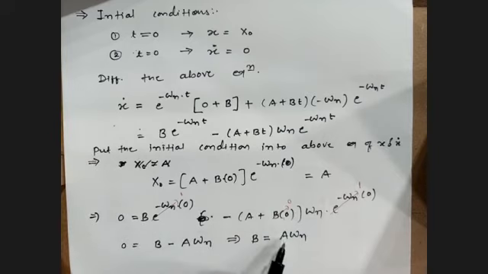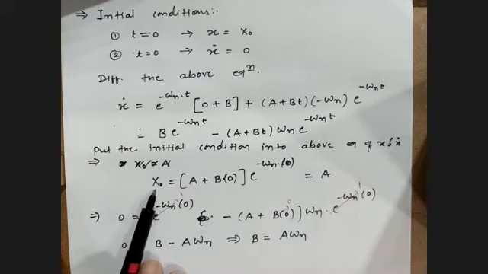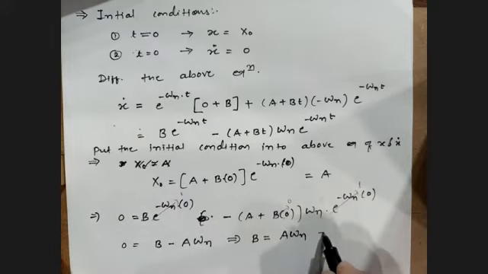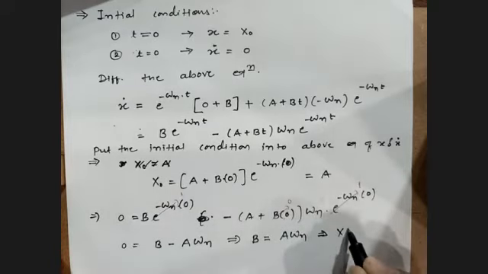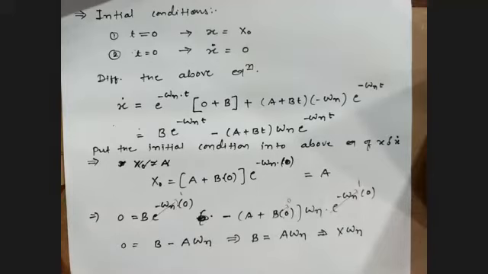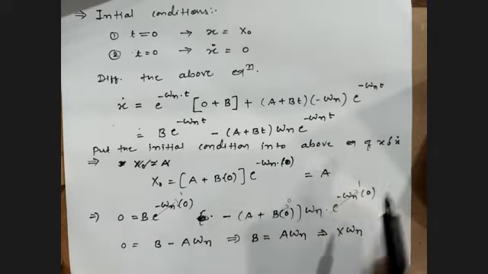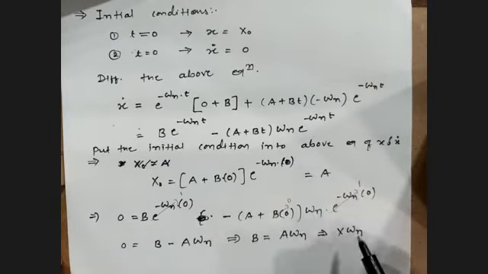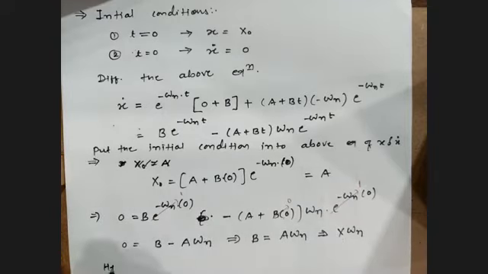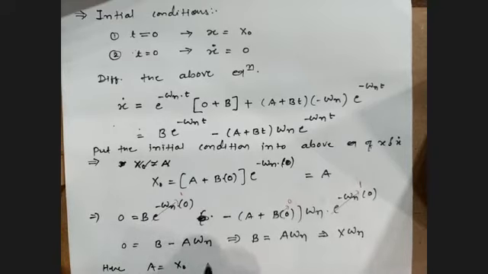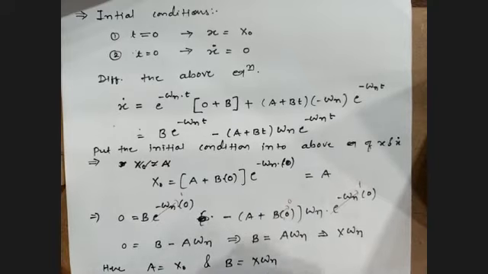And what is a now? This a is equal to x0, right? So here we can write b is equal to x0 omega n, right? So these are my two constant values: a is equal to x0 and b is equal to x0 omega n. So these are my two constants, a and b, right?